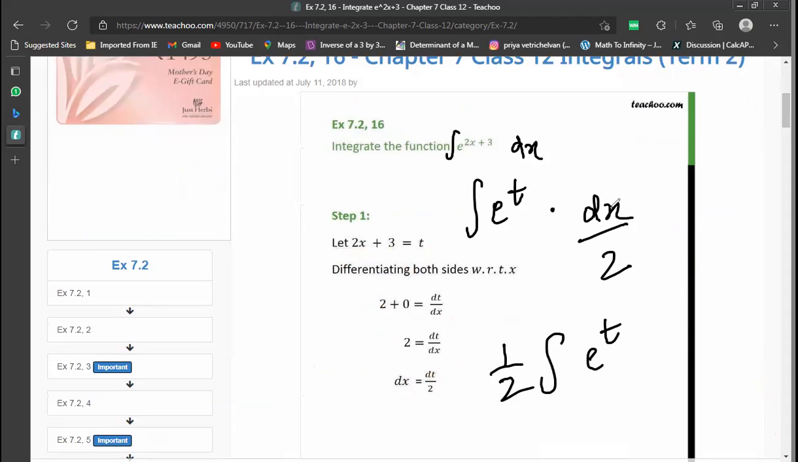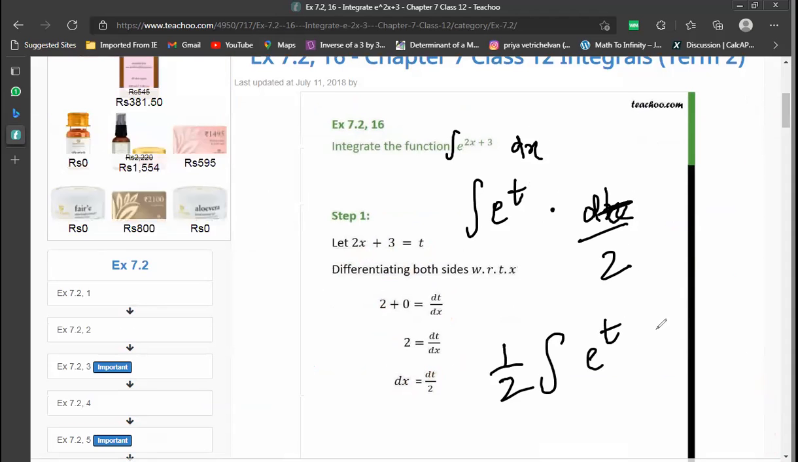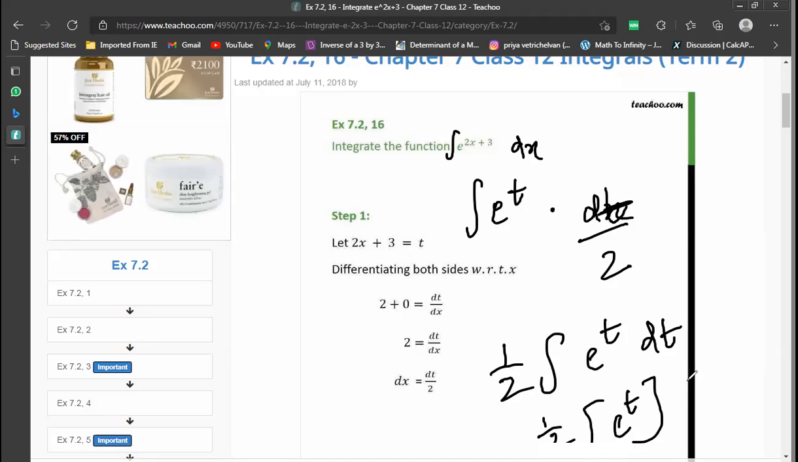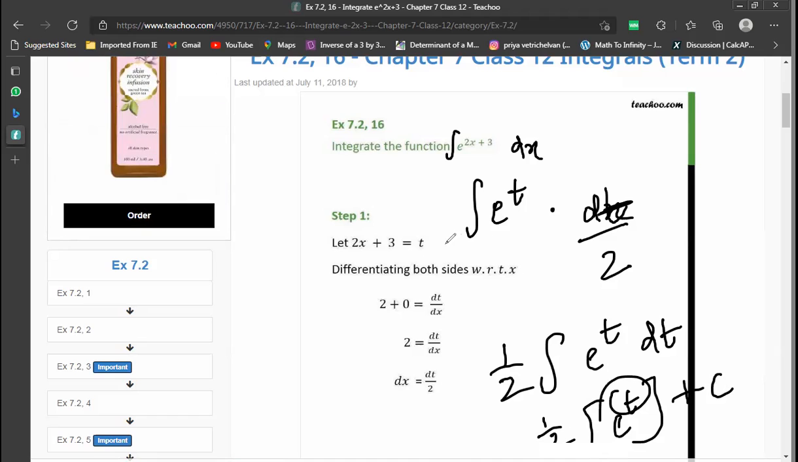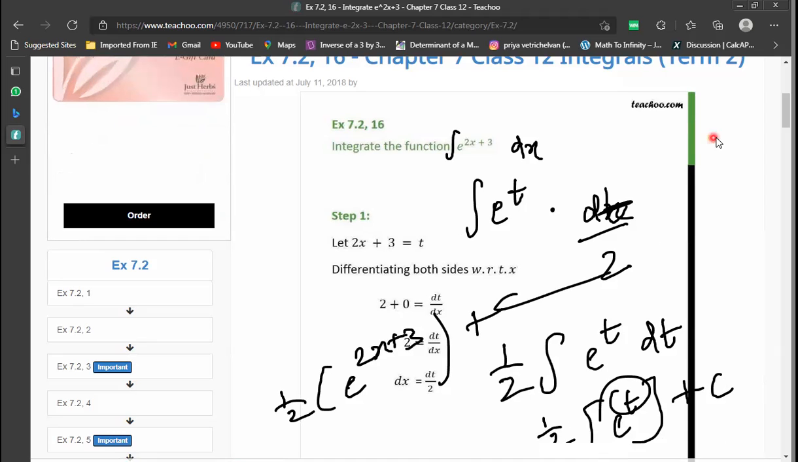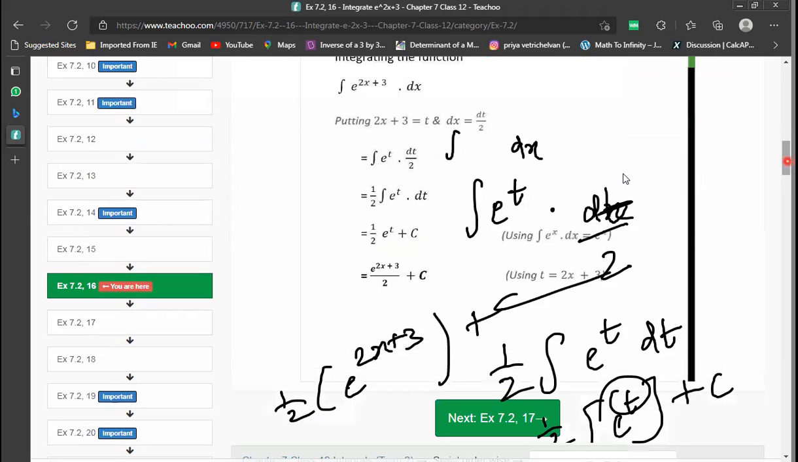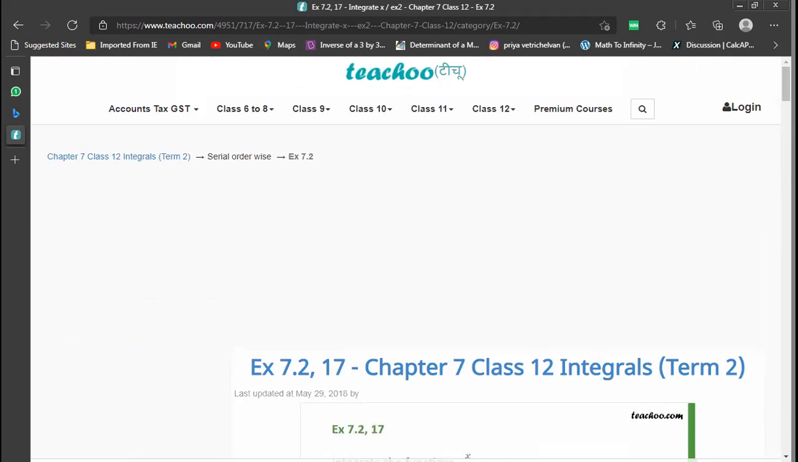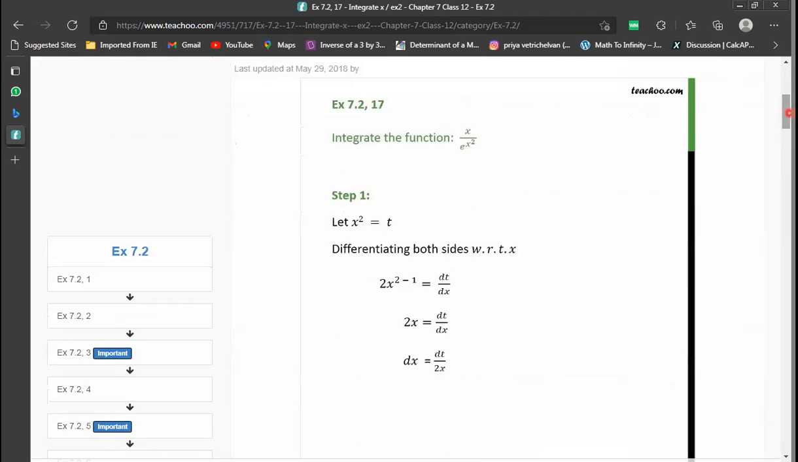When you integrate, it should be e power t dt. So when you integrate e power t, it's e power t only. So what is t? Again, we have to put back the value of t. 2x plus 3. e power 2x plus 3 plus c. That's your answer. e power 2x plus 3 plus c. This question is also the same kind. You just have to assign x square as t in this and do the same thing.